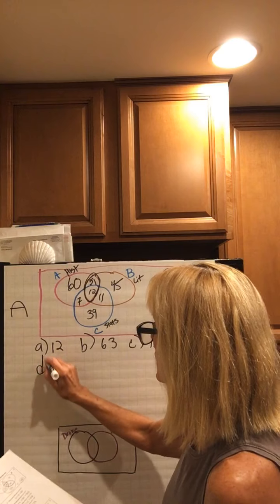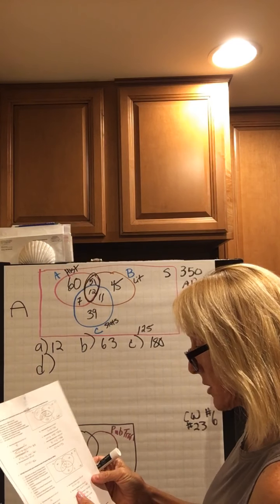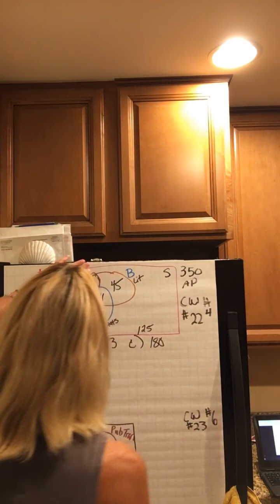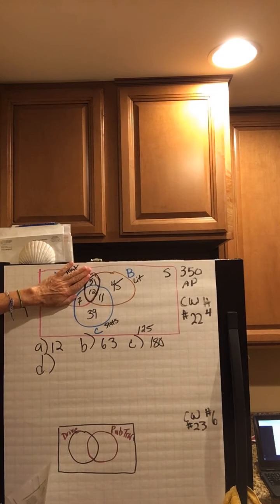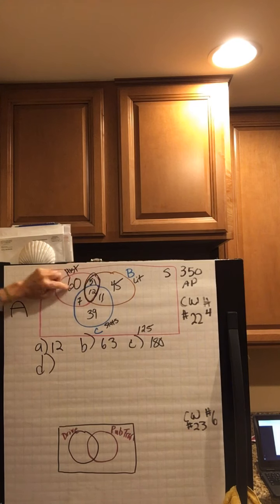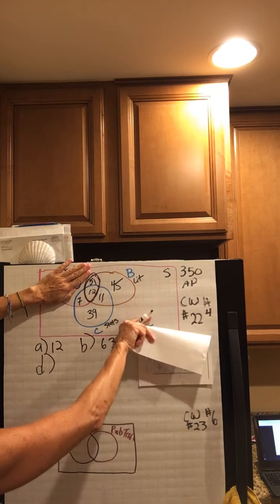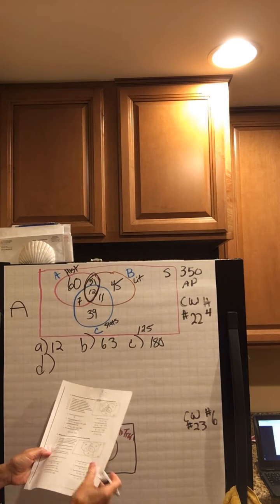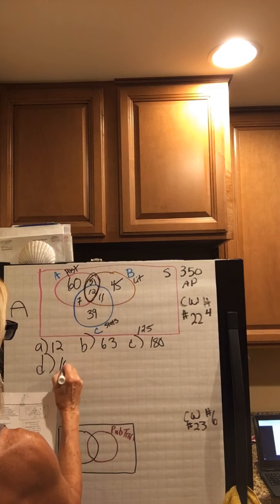Then on D, it says how many students are in B union C. So B union C would be adding all those numbers up right there. Okay, so you got my brown and my blue. I just left off the 60, and of course I'm leaving off the 125. So that one right there would be 165.